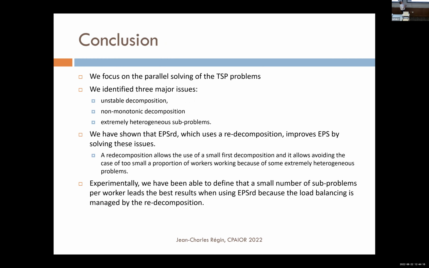Okay, so here in this talk, we focus on the parallel solving of the TSP problem with EPS. We identify 3 major issues: unstable decomposition, that is when I decompose more, it can take more time to solve the problem. Non-monotonic decomposition, when I have to decompose, it's difficult. The number of subproblems can be increased by the depth or can decrease and can change during the same decomposition step. And we observe extremely heterogeneous subproblems. And so EPSrd, which proposed to use the redecomposition, improves EPS by solving this issue.